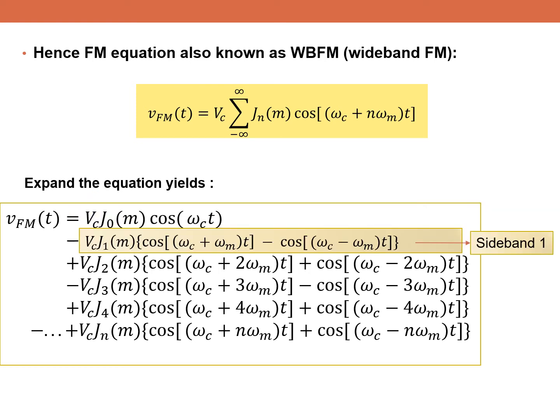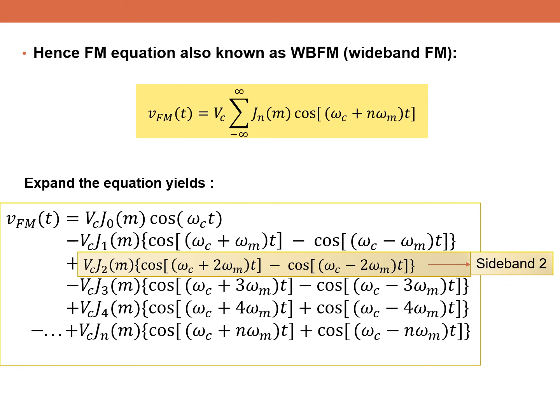Next is the first sideband, VcJ1(m) in bracket, omega C plus omega M. This is the first sideband, upper sideband. So the first upper sideband, and here is the first lower sideband, because here is the plus and here is the minus.